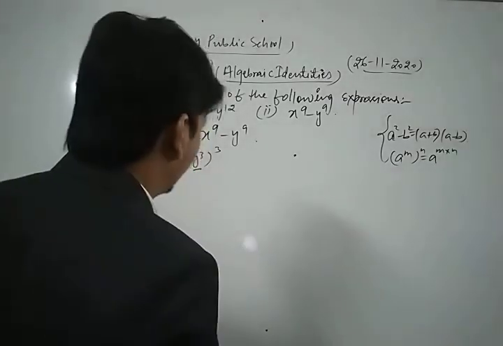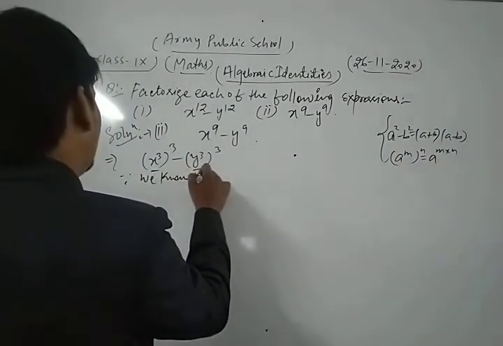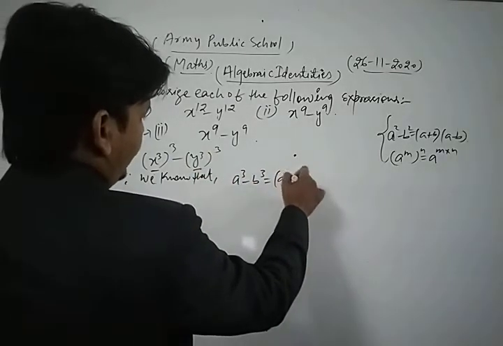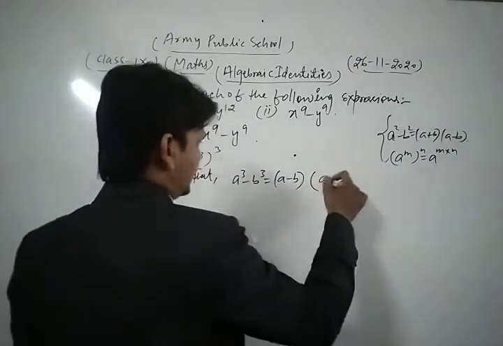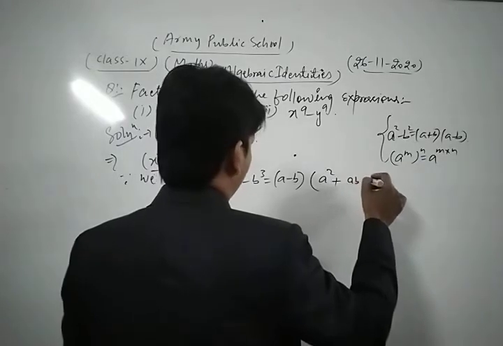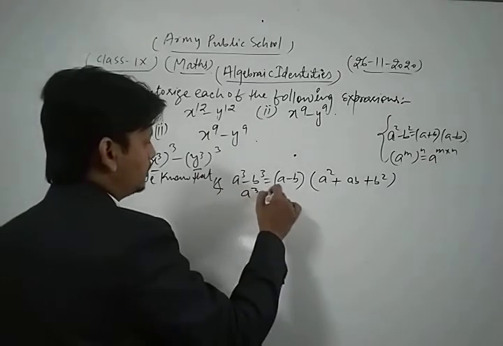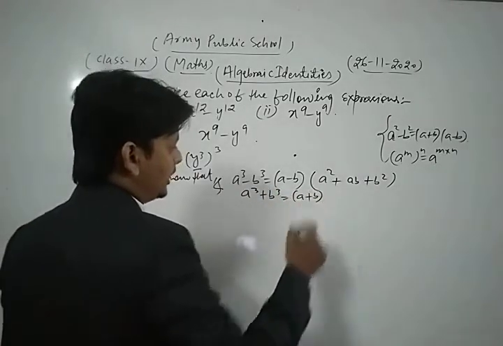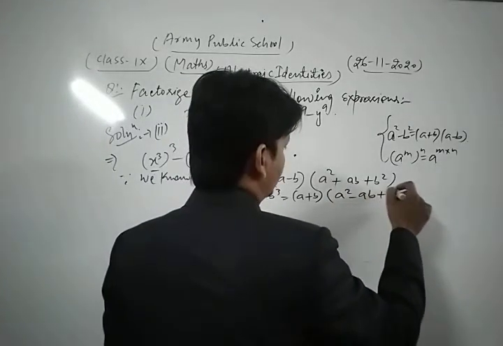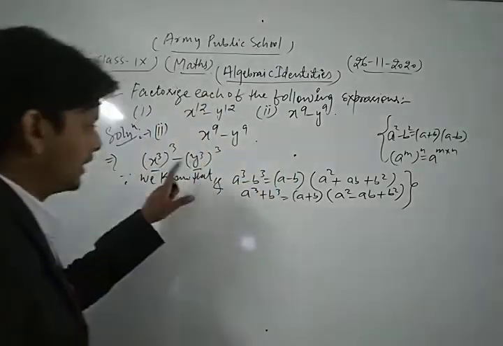We know that the value of a cube minus b cube is (a minus b) in one bracket, and in another bracket a square plus ab plus b square. And the value of a cube plus b cube is (a plus b) in one bracket, and in another bracket a square minus ab plus b square. These are important algebraic identities, so here we apply the same concept.